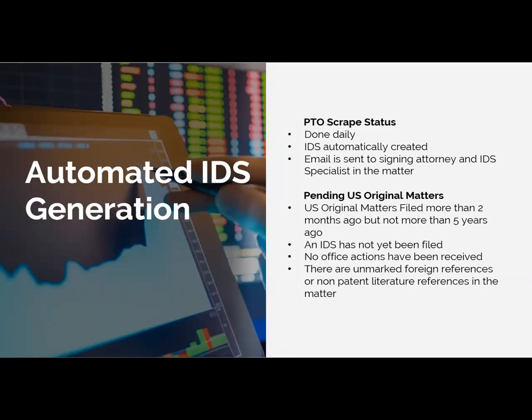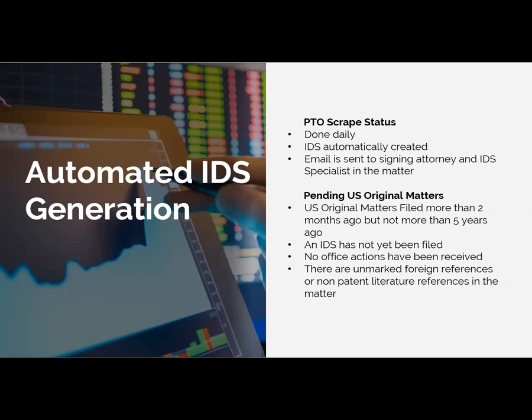for US matters that have been filed more than 2 months ago, but not more than 5 years ago. We don't go back that far. An IDS has not yet been filed in the case, and we have not received any office actions. And if there are unmarked references or non-patent literature, those are cases where we would also automate the generation of an IDS that would then get sent out to determine whether that needs to be filed at that point in time. So those are our two big processes that we can do around this automated IDS.